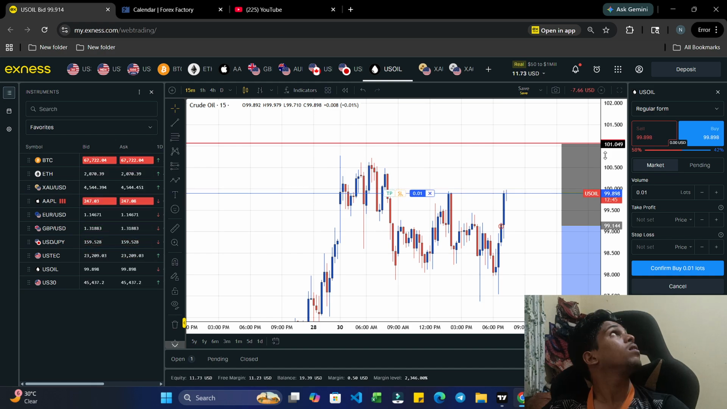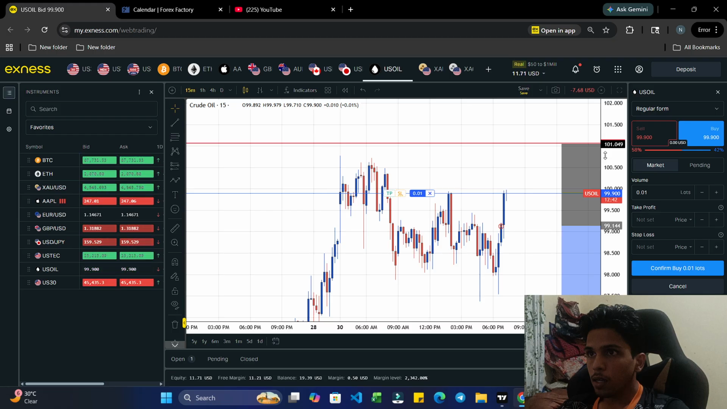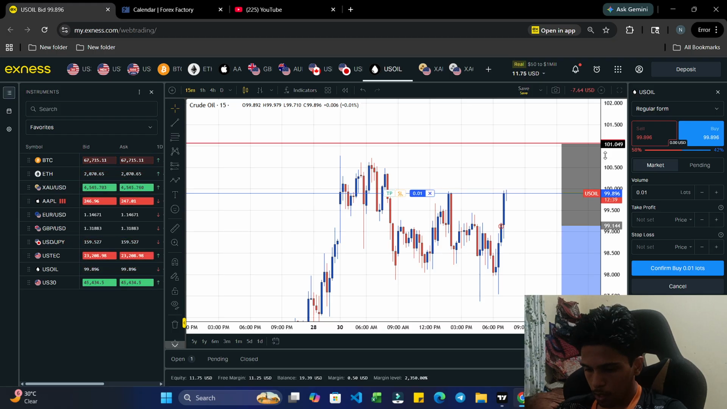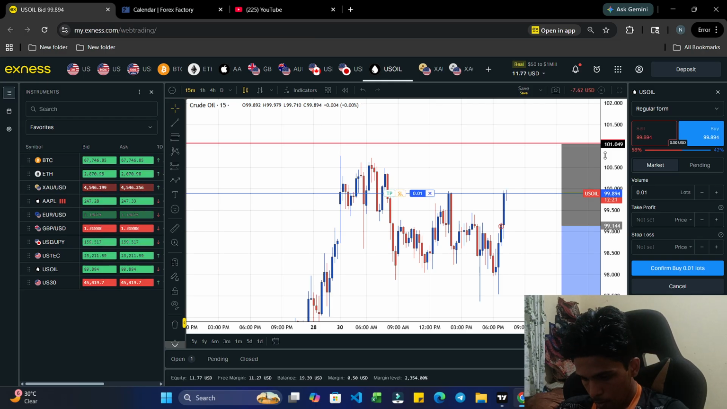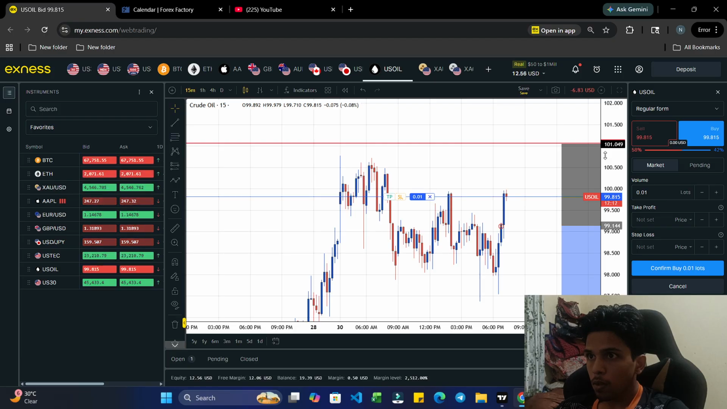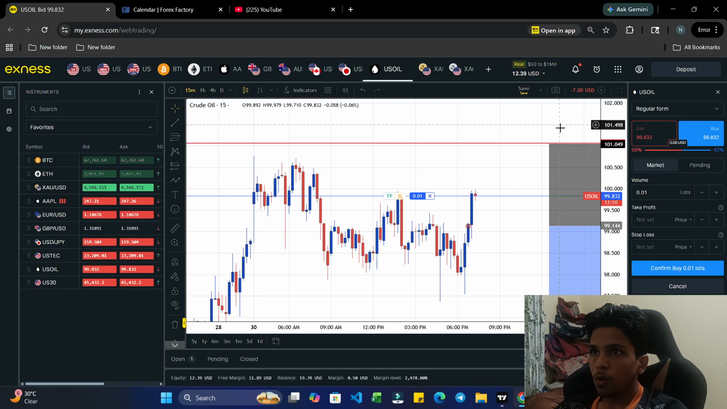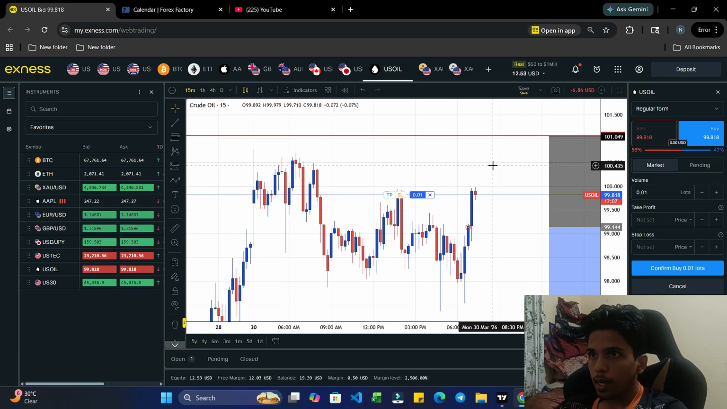Has the Wi-Fi started or not? I'm just seeing that the Wi-Fi should work. I think this candle should come down very well, so we can enter. And there are still 12 minutes remaining to make money from this. Okay, the candle has been going very good.